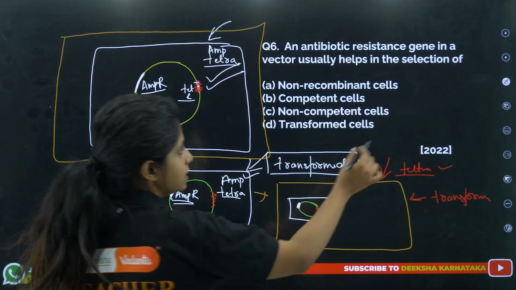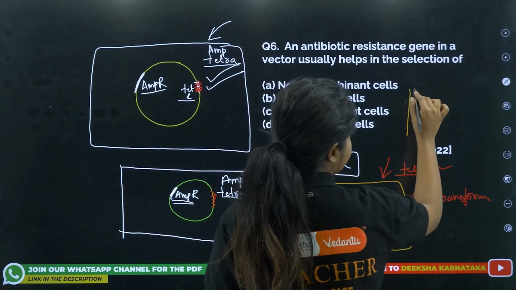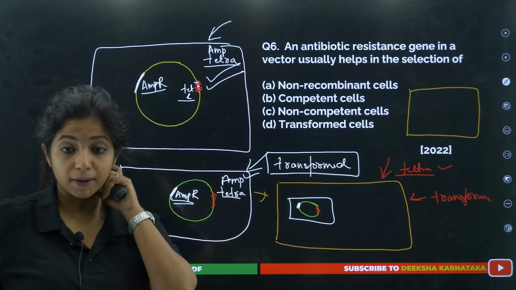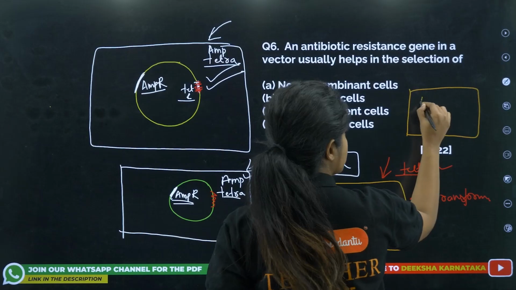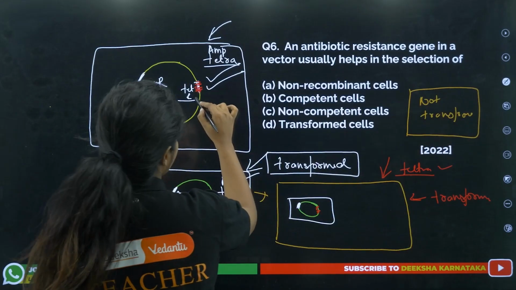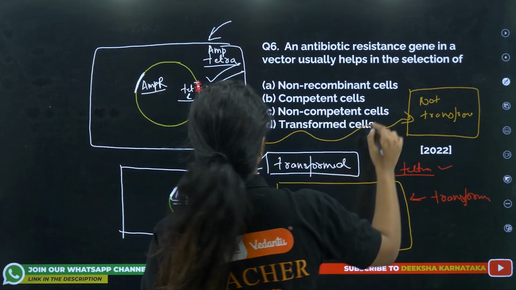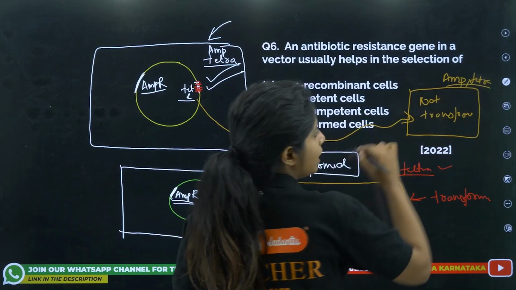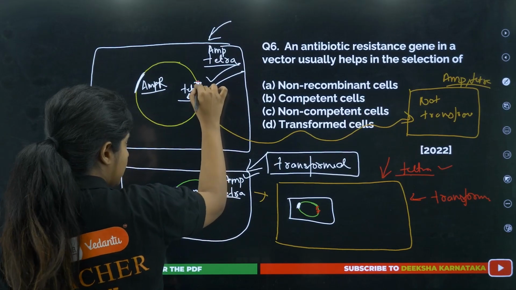Suppose there is a normal host cell over here, and this host cell is not able to survive in ampicillin and tetracycline both. I would say that it is not transformed. If it was transformed, it would have received this particular plasmid. Since it is not resistant to ampicillin nor to tetracycline, I am saying that it is not transformed. I hope you got it. If you didn't get it, I'll tell once more.